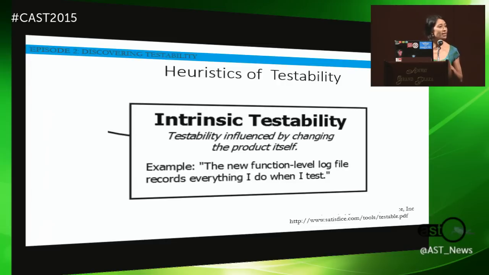Then we have intrinsic testability, which is about the product itself. So changing the product to make it more testable is part of intrinsic testability. If we take the example of George and Linda, where they had a very buggy or unstable product, this is actually two different parts of this model: project-related testability because of the frequency that they got a new build, and intrinsic testability because of the bugginess and how unstable it was.